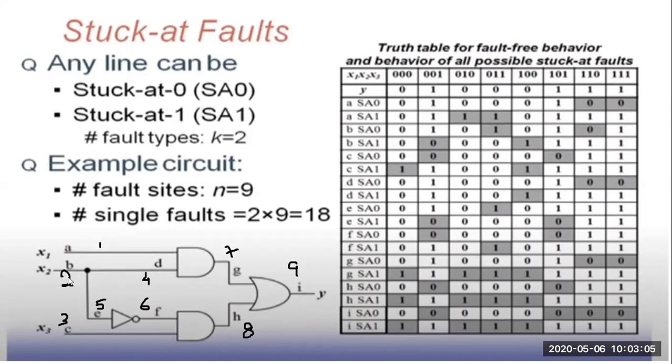So you can see here 1, 2, 3 for this wire, 4 at the D, 5, 6, 7, 8, and 9. So totally 9 fault sites can be cited within this circuit. So 9 into two possibilities, stuck at 0 and stuck at 1, so totally 18 faulties can be treated.